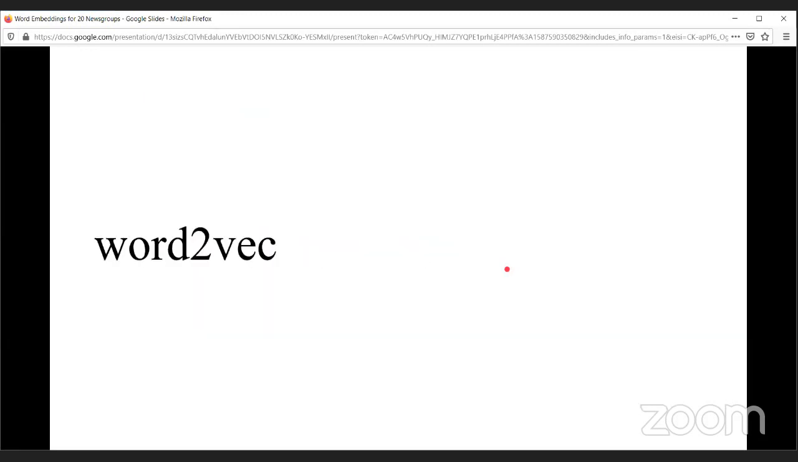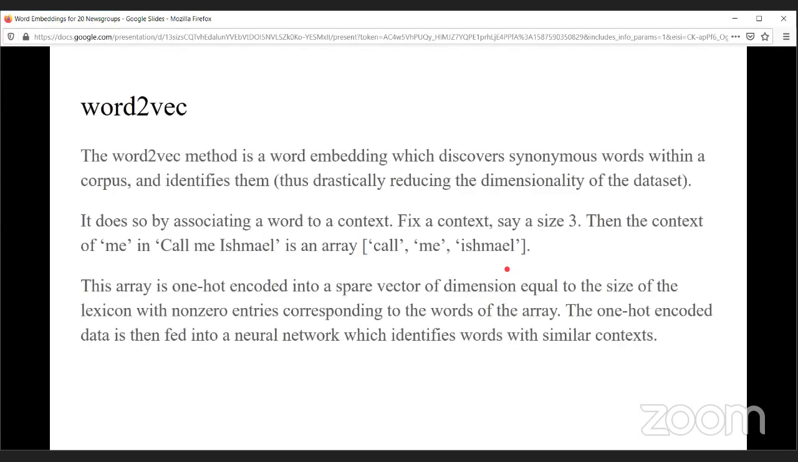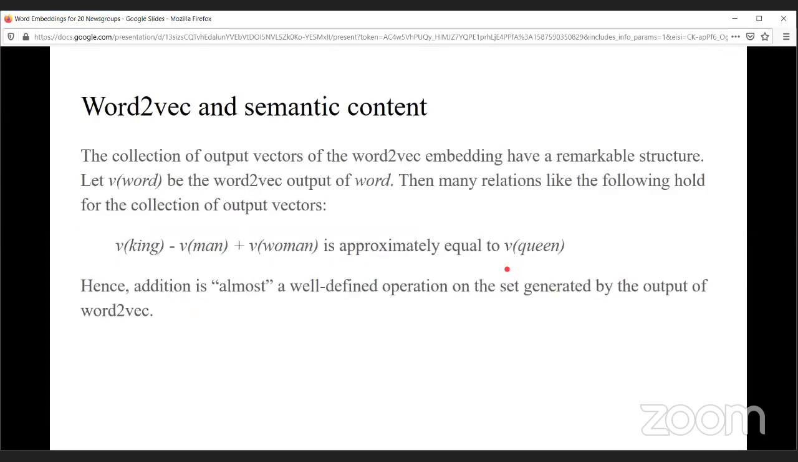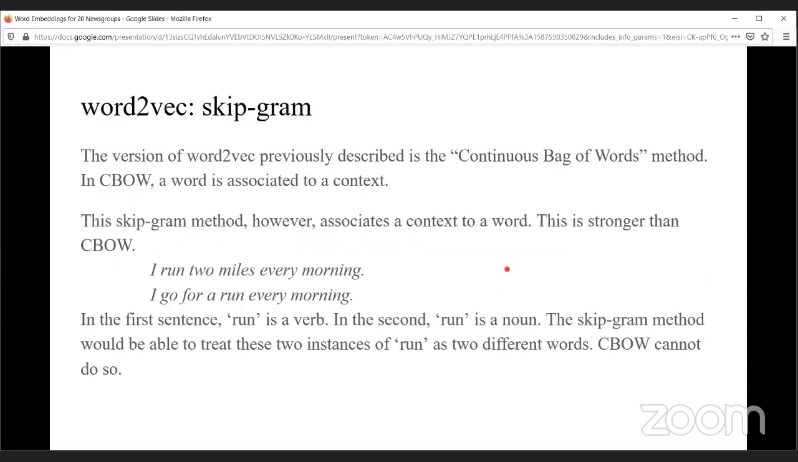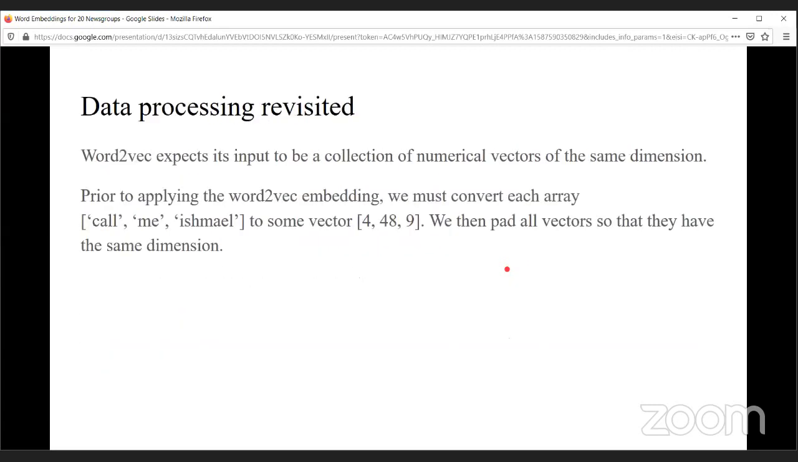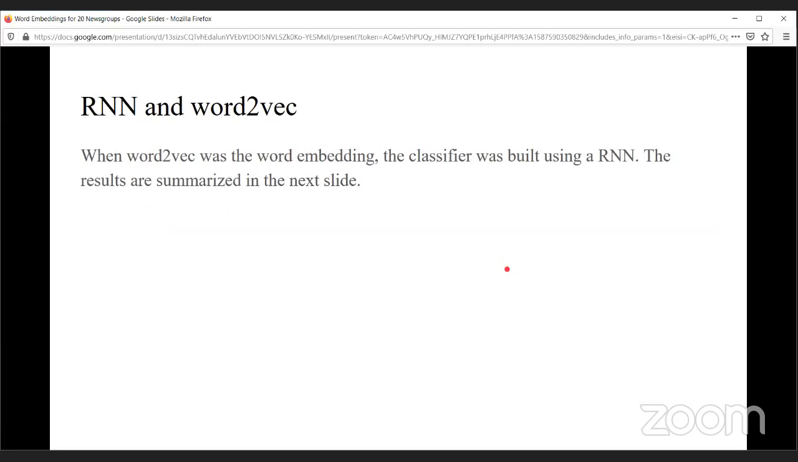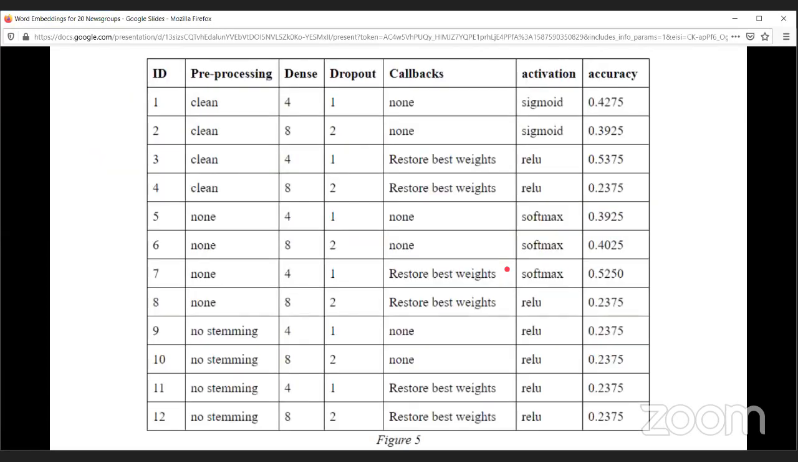The Word2Vec method is a very interesting word embedding, but in the interest of time, I'm going to go ahead and skip through this actually. I'm going to cover some of the results. So Word2Vec is just different embeddings. So I used an RNN, and here's some of the results I got. These are the hyperparameters. We'll see that we never quite got back to the glory of the TF-IDF, but right here, 53% accuracy isn't that bad.